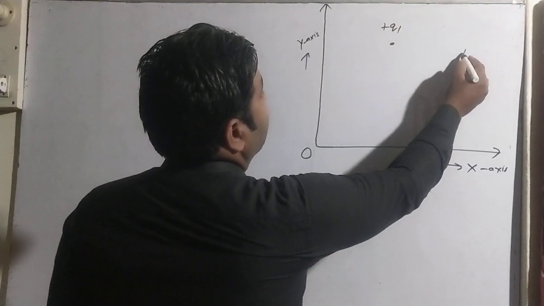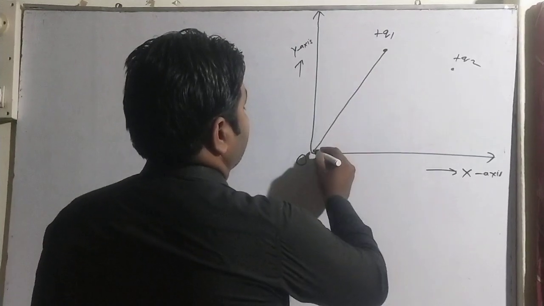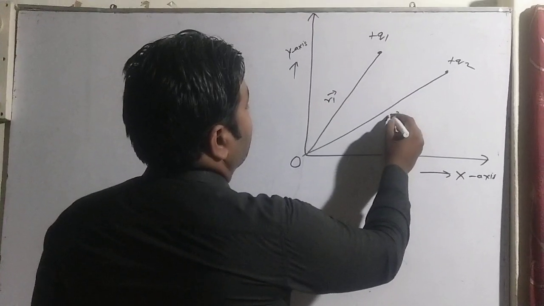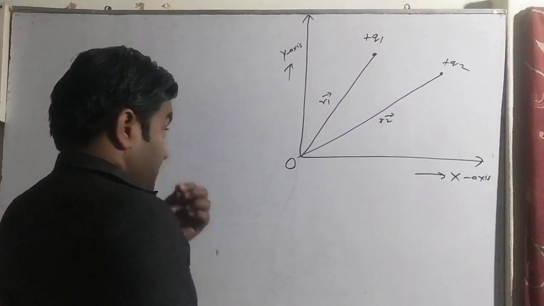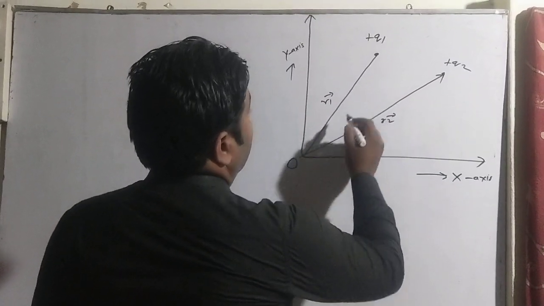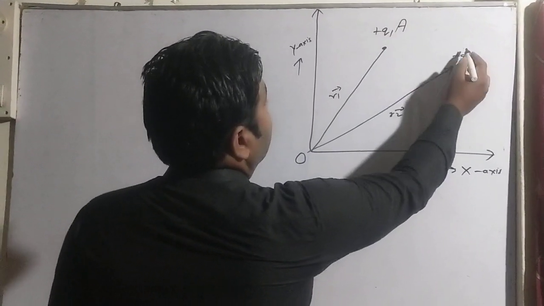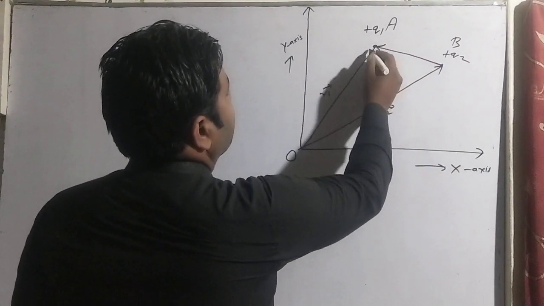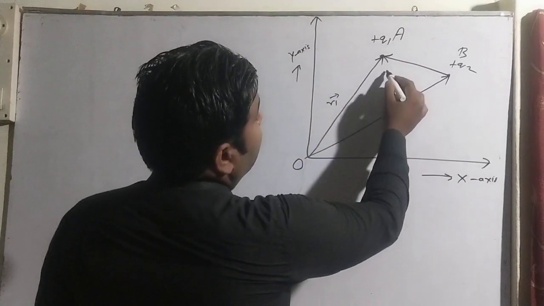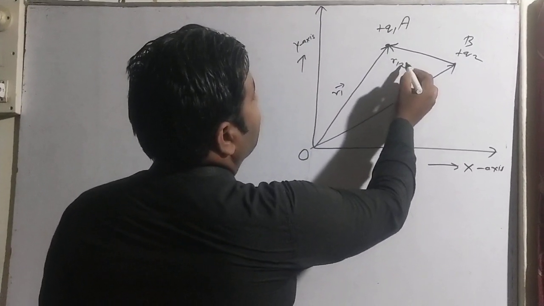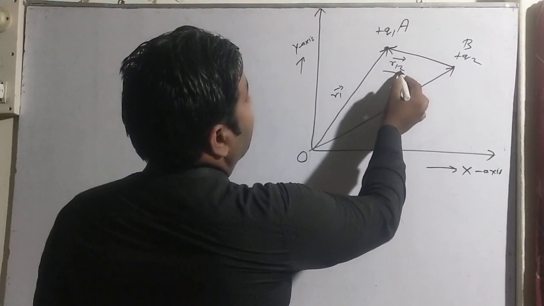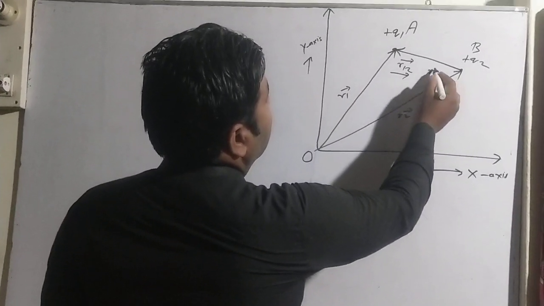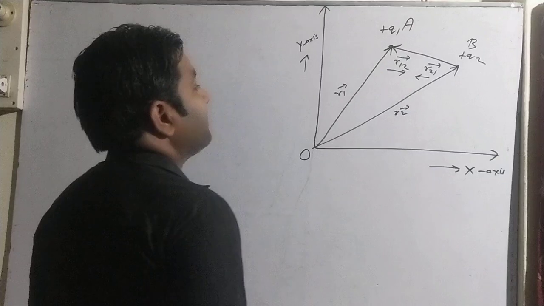When two charges q1 and q2 are taken with position vectors r1 and r2, then joining A and B, from B to A, the position vector of A with respect to B is r12 along AB, and r21 along BA.